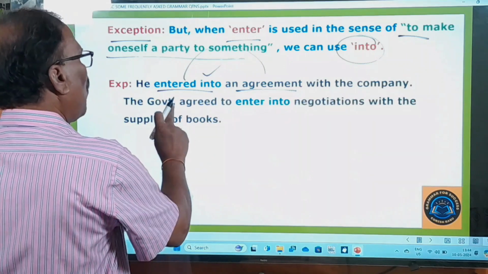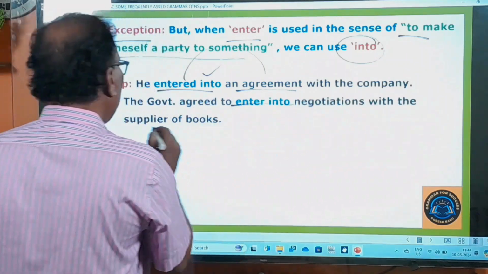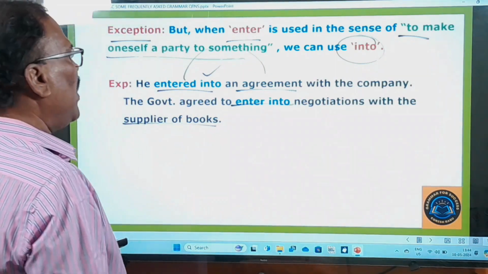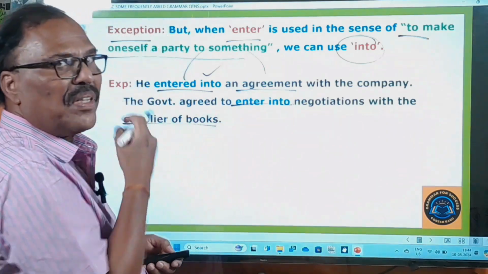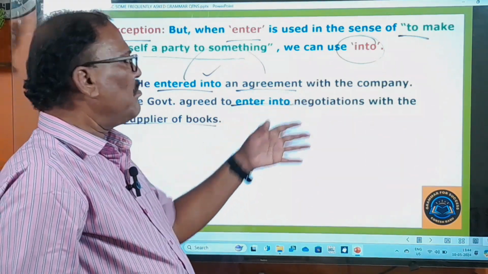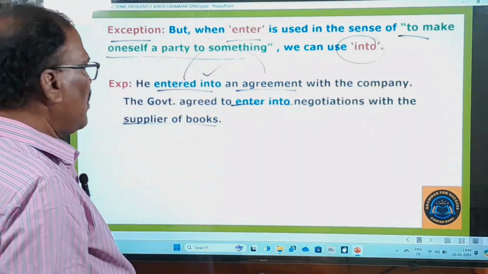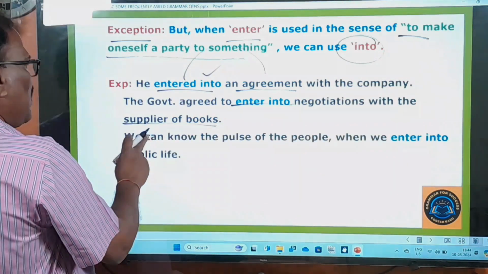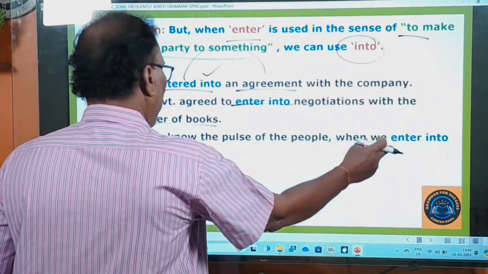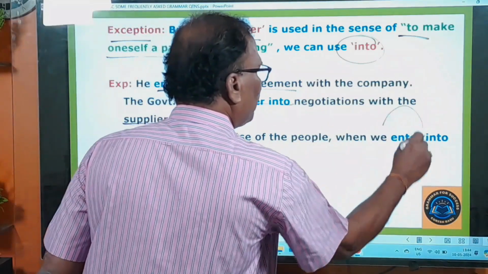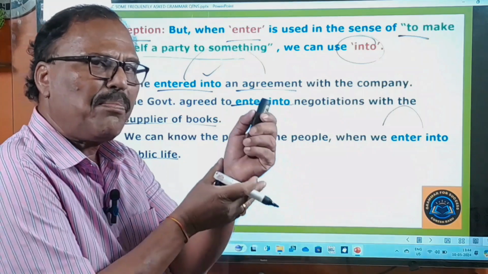One more example. The government agreed to enter into negotiations with the supplier of books. Enter into negotiations. So this is different. Enter into it, to make oneself a party to something. So here one more example is given. We can know the pulse of the people when we enter into the public life. Then can you know the pulse of the people?